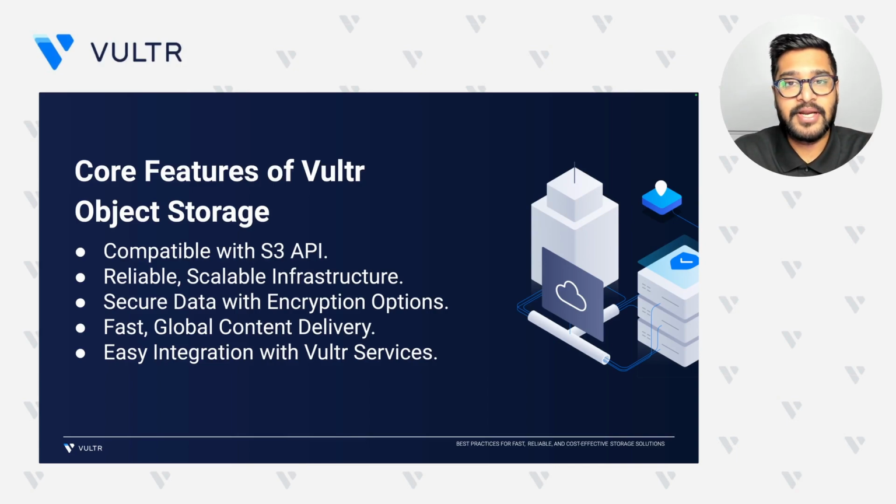First, it's compatible with the widely used S3 API. Vultr is also known for being reliable and scalable. That means if your needs grow, you can scale up seamlessly. Security is another priority. Vultr provides multiple encryption options to keep your data safe. With Vultr's fast global content delivery network, you can reach your audience anywhere in the world. Also, if you are using Vultr services, then it's easy to get integrated in a single ecosystem.